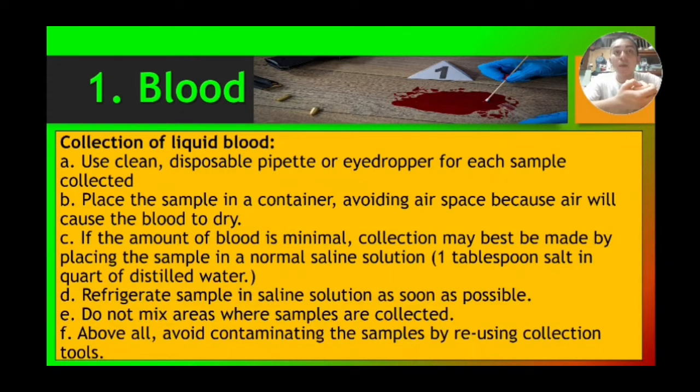C. If the amount of blood is minimal, collection may best be made by placing the sample in a normal saline solution, 1 tablespoon of salt in quarts of distilled water. D. Refrigerate the sample in the saline solution as soon as possible. E. Do not mix areas where samples are collected. F. Above all, avoid contaminating the sample by reusing collection tools.